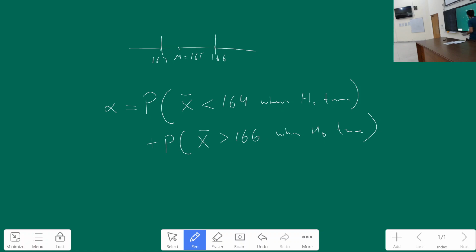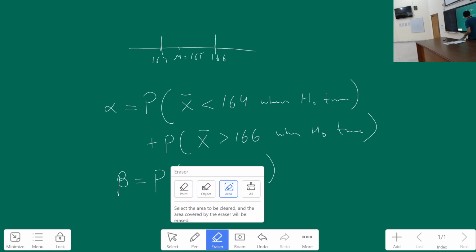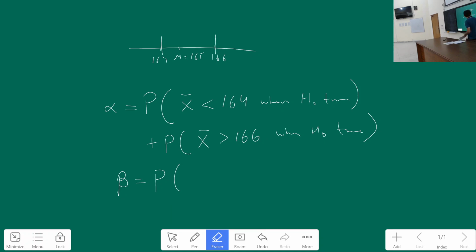What about beta? What was beta? False positive. Probability of, yes, false positive. So now can you help me write what should be beta? What is it in words? False positive, right? You conclude that I was right when in fact I was wrong. So how do you write it? Greater than 164 and less than 166. So, great, you fall in here.